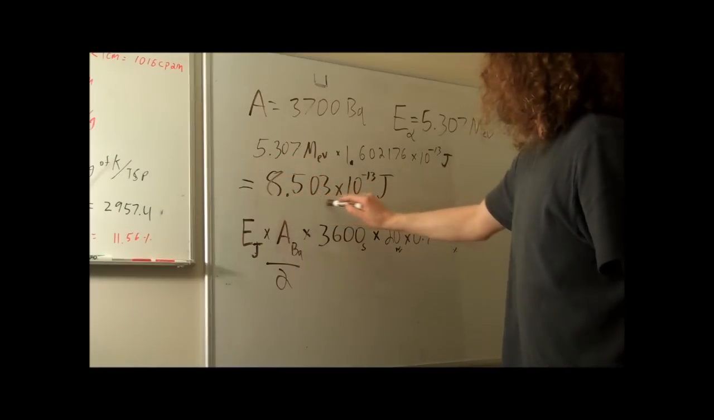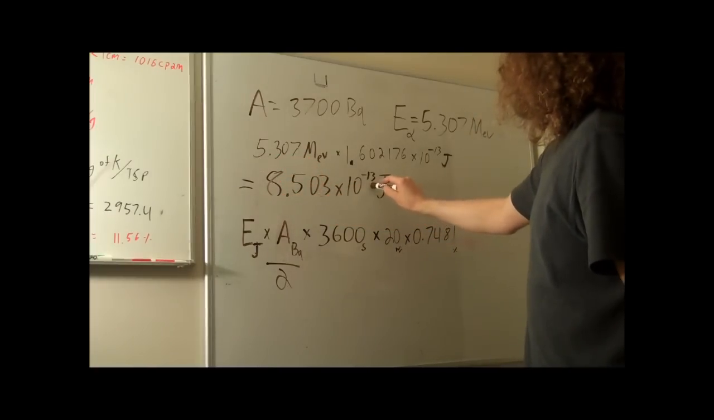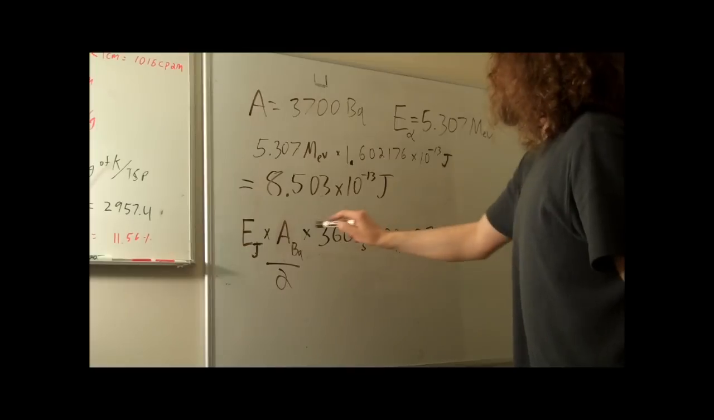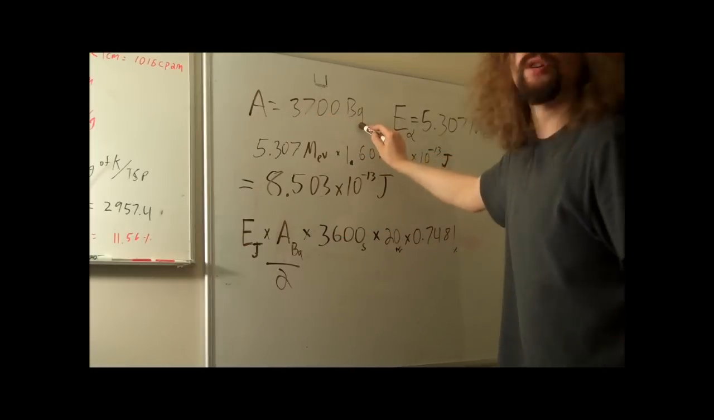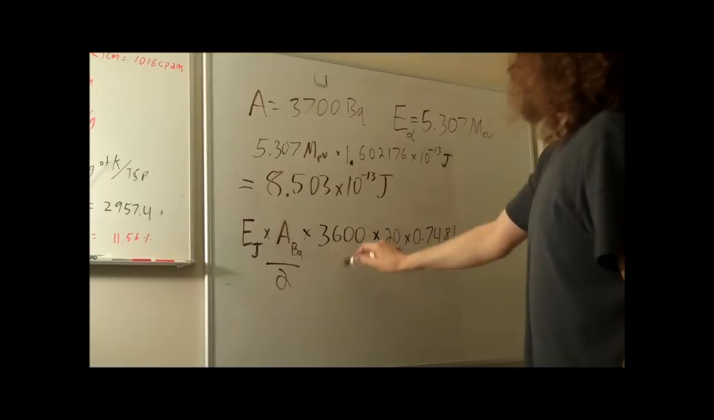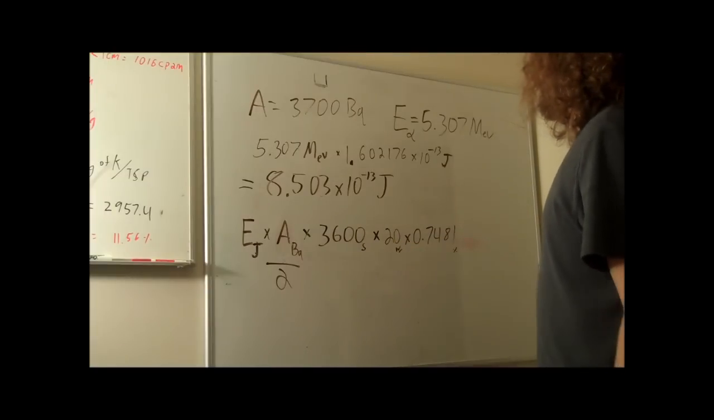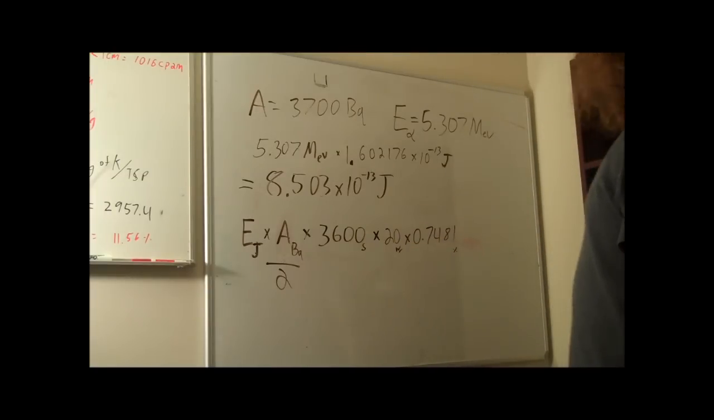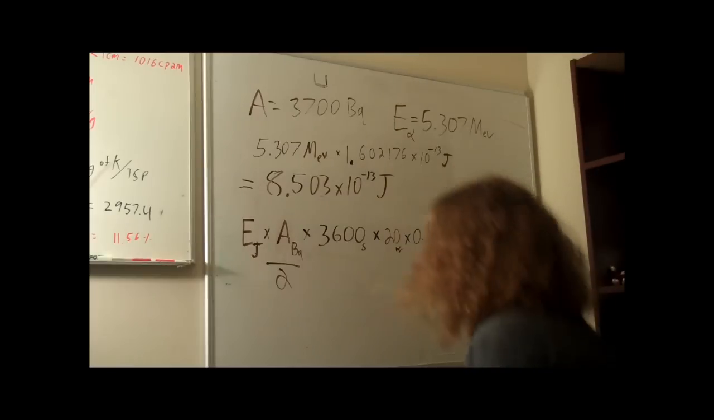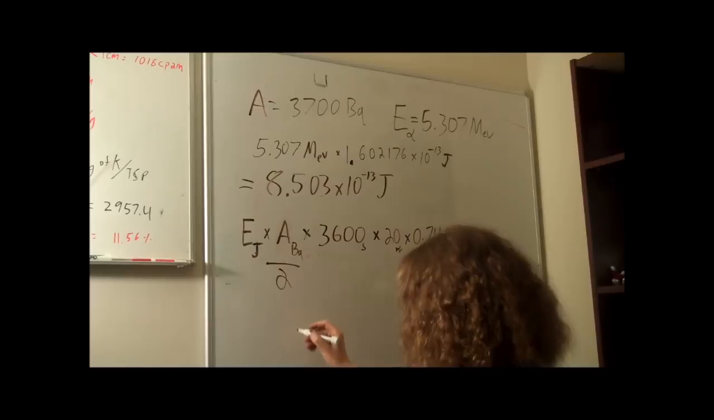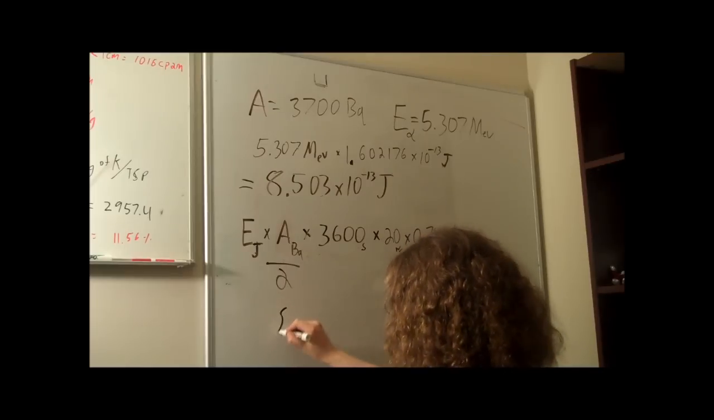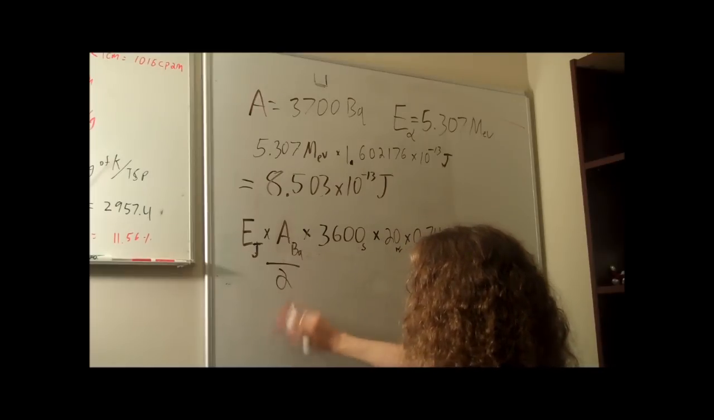If you do this math here, that's 5.503 times 10 to the negative 13th joules, multiplied by 3,700 divided by 2, which is 1850, multiplied by 3,600, multiplied by the weighting factor of 20, multiplied by this right here, which is the amount that's actually getting to you, you're going to come together with a grand total of a smudge that you can't read.